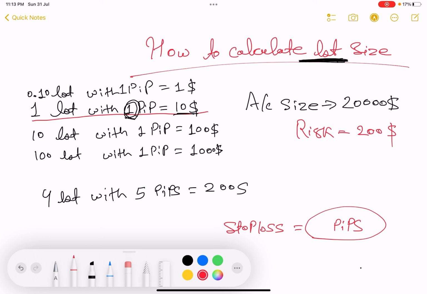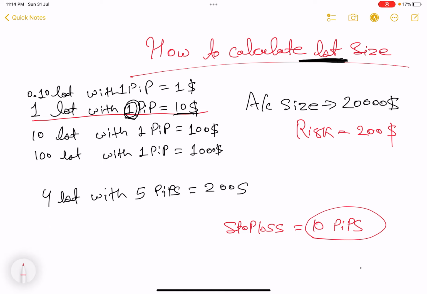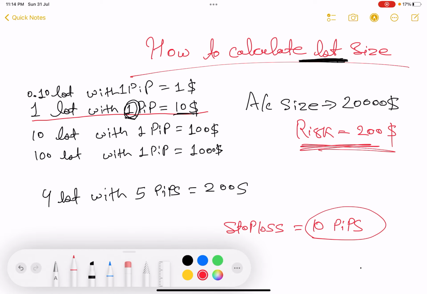My stop loss is 10 pips. Now what will happen? My risk will be the same. I want to risk only $200. So what should I do here? Simply, let's just remove everything.